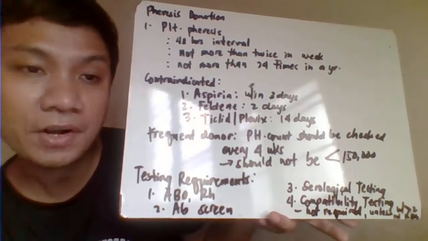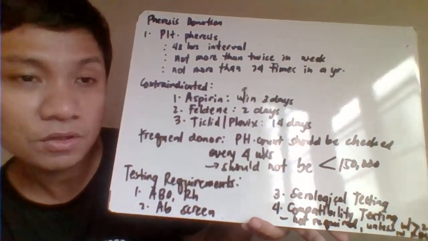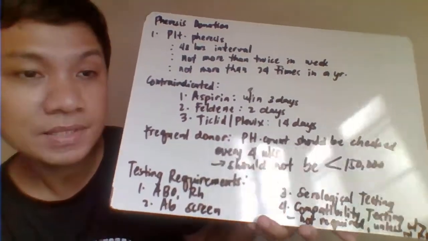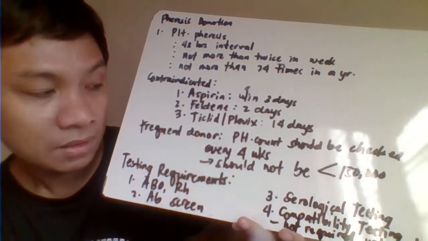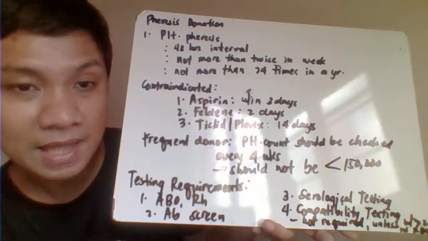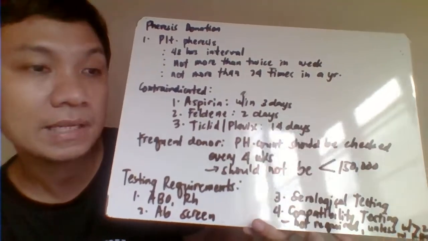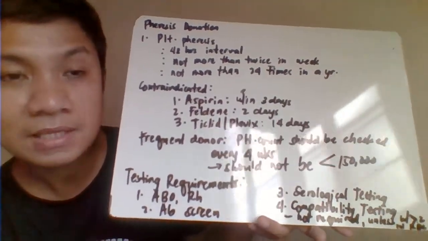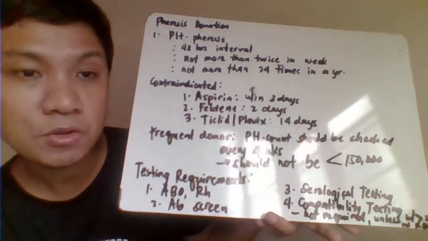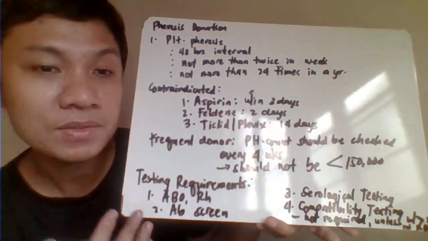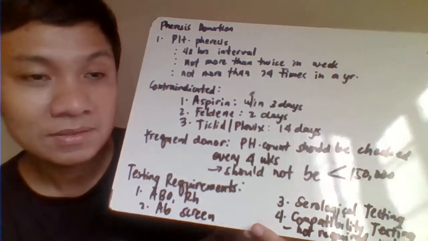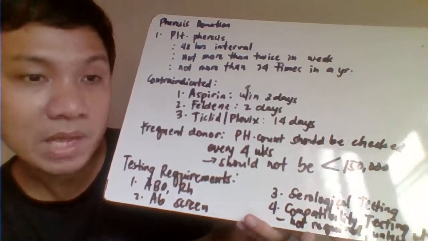Okay, we have here the frequent donor, who always donates platelet concentrate in the platelet apheresis program. For every 4 weeks, we should check the platelet count of the patient. Since you are donating platelets, you might run out of platelets, so you need to check that every 4 weeks.